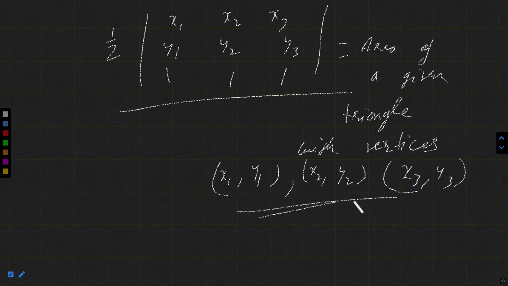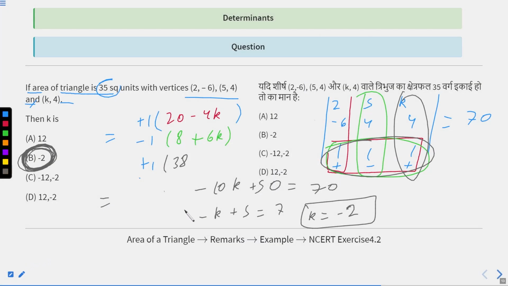Clear? Okay, now this is what we used. Simple, easy. So far so good. Let us verify also, so that we see whether we are getting the correct answer or not. What if I made any mistake?